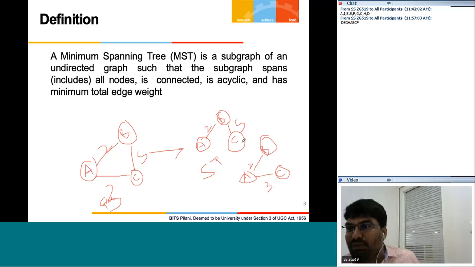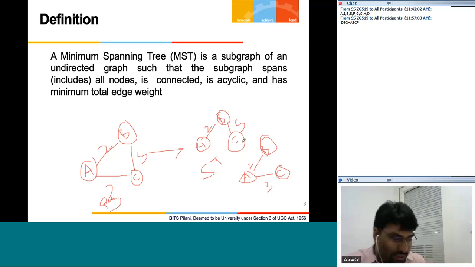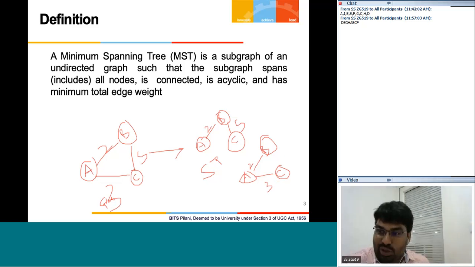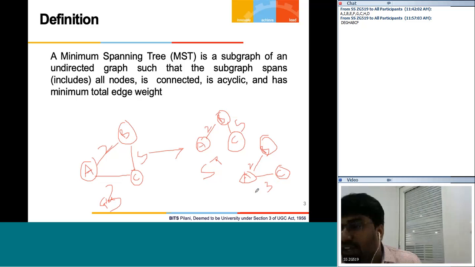In the first spanning tree, what is the cost to reach C from A? It is 7. Okay, great. In the second case, what is the cost from A to C? A to C is 3. And what is the total cost involved in spanning tree 1? 2 plus 5 is 7. And what is the total cost involved here? 2 plus 3, 5. Which is the minimal according to you?